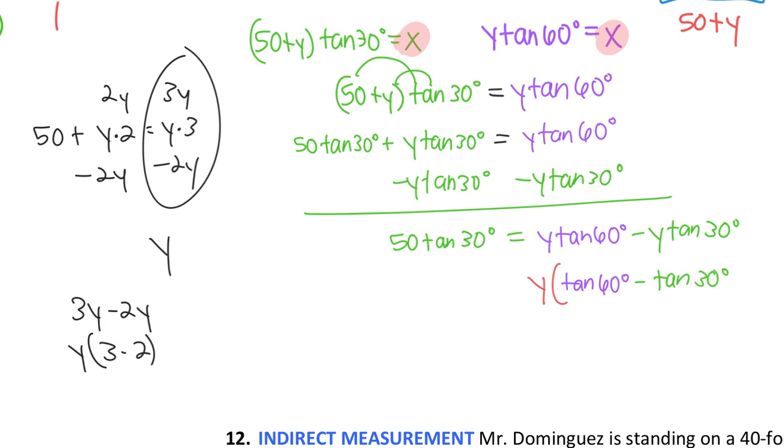And you can always know if you're right because if you go back the other direction, you can see it's the same thing. So y times the tangent of 60, yep. Y times the tangent of 30, yep, and it's minus. Okay, so then we have that equaling 50 times the tangent of 30. So that guy's just kind of been hanging out.